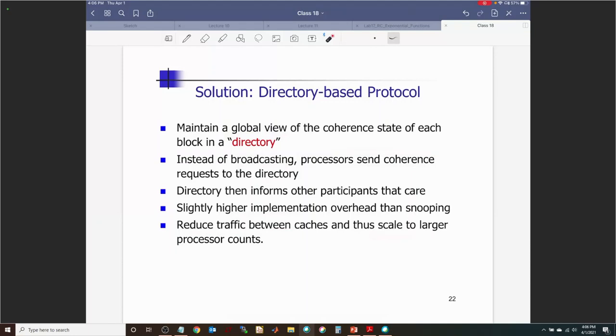The directory is what informs the other participants when a write operation occurs to that specific block. So instead of the owner cache taking responsibility and updating the other person's cache, the directory is what is going to inform other participants that, okay, now your private copy is no longer current, it needs to be updated. So by doing this global view, you are putting less pressure on the traffic between the caches. So that's a directory-based protocol.